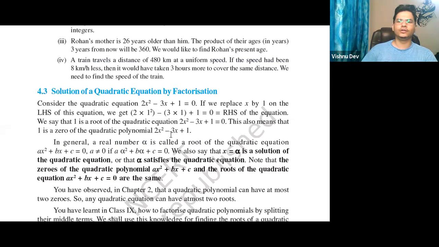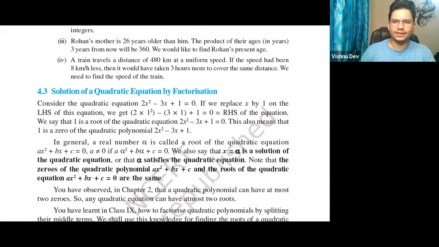Now solutions. What's the meaning of solution? Tell me. I already told you at the start. What's the meaning of solution? Everyone. Answer, it is the value of the variable for which the equation is satisfied. Yes, very good. Correct.